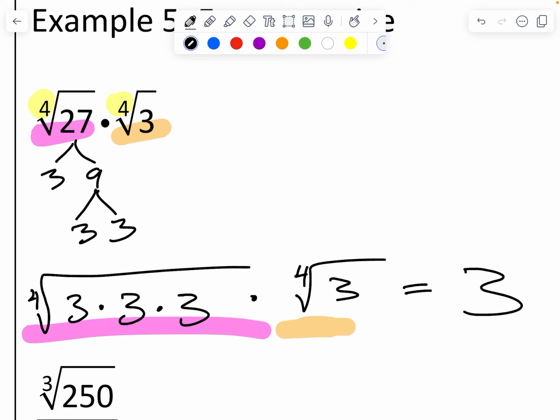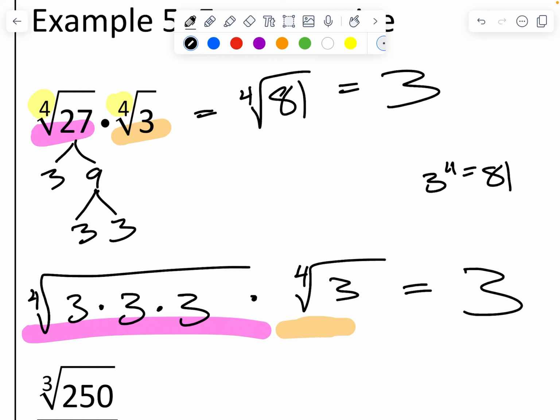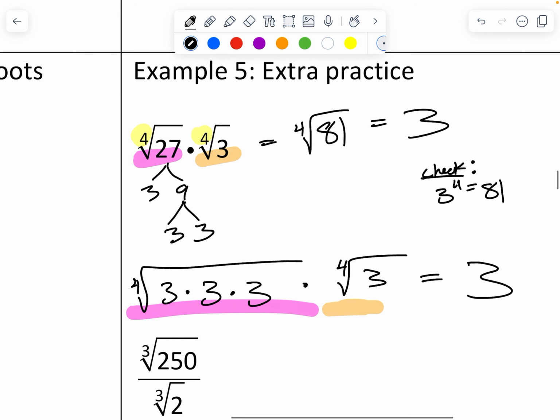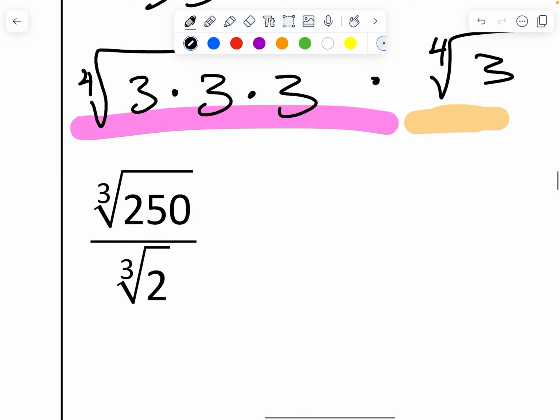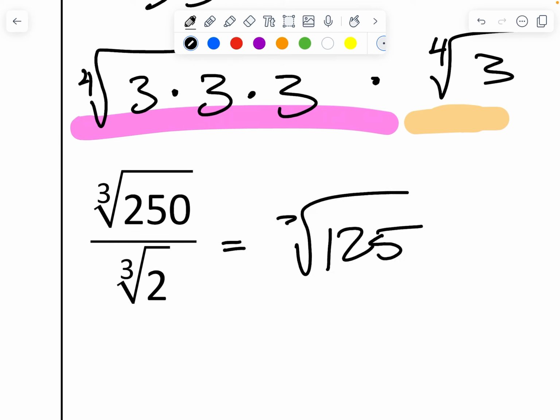Whatever 27 times 3 is, 54. Or the 4th root of 54, 81. The fourth root of 81 is 3 because 3 to the fourth is 81, right? That's a check. So either way you do it, break it down first or multiply first, you end up in the same place. Let's break this one down first. What's 250 over 2? 125. Then take the cube root. That's 5.